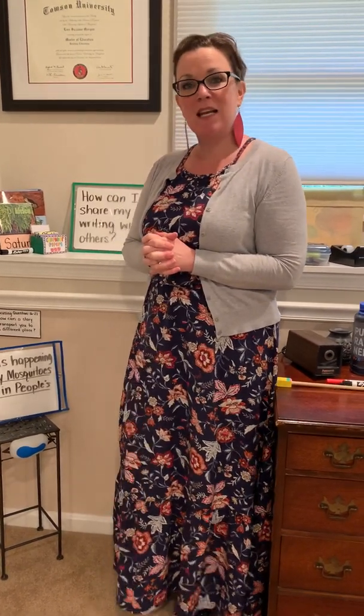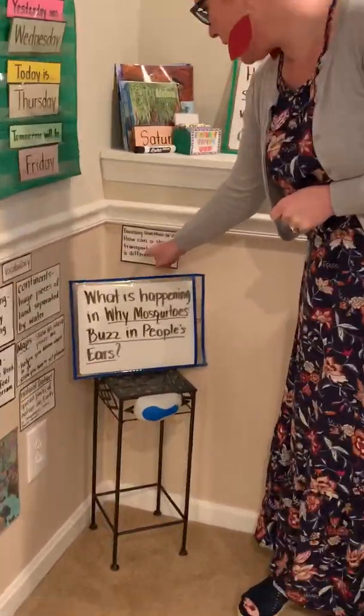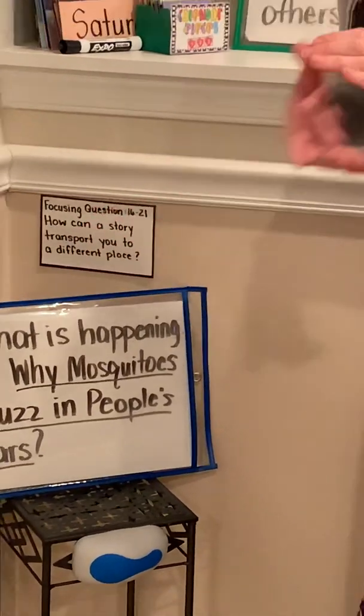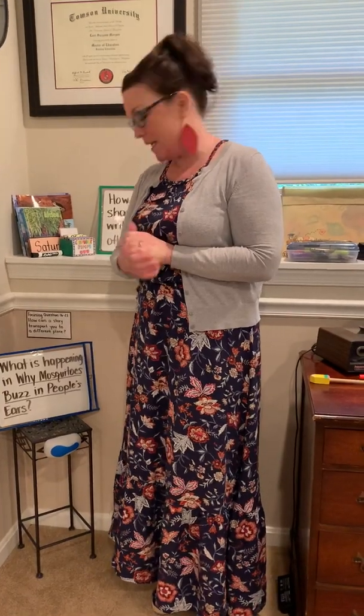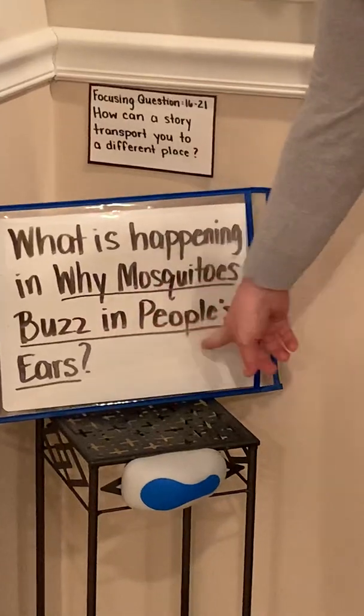Hey friends, we are working on Module 4 in Wit and Wisdom about the continents and what makes the world fascinating. In the next few lessons, we're going to have the same focusing question. How can a story transport you to a different place? And we're going to be transported today to Africa and learn some more about Africa's animals. And our content focus question is, what is happening and why mosquitoes buzz in people's ears?